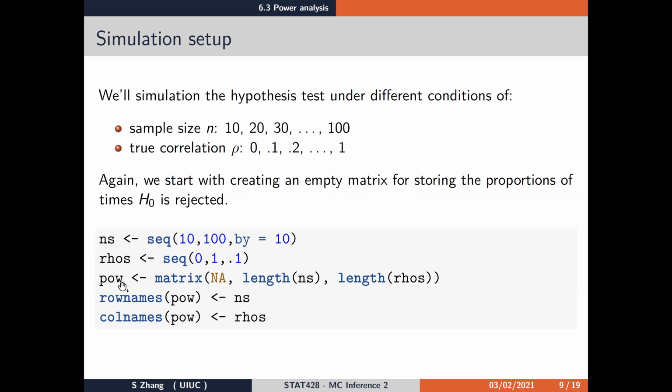Now let's create a matrix called pow, and this is a matrix of all NAs at this moment. The number of rows is equal to the length of the n's vector, meaning that there is going to be a number of rows equal to the number of sample size conditions. The number of columns is equal to the length of the rhos vector, meaning that each column will correspond to one of the possible rhos for generating x and y. Again, we give the rows and columns names like this so that the table is easy to read.